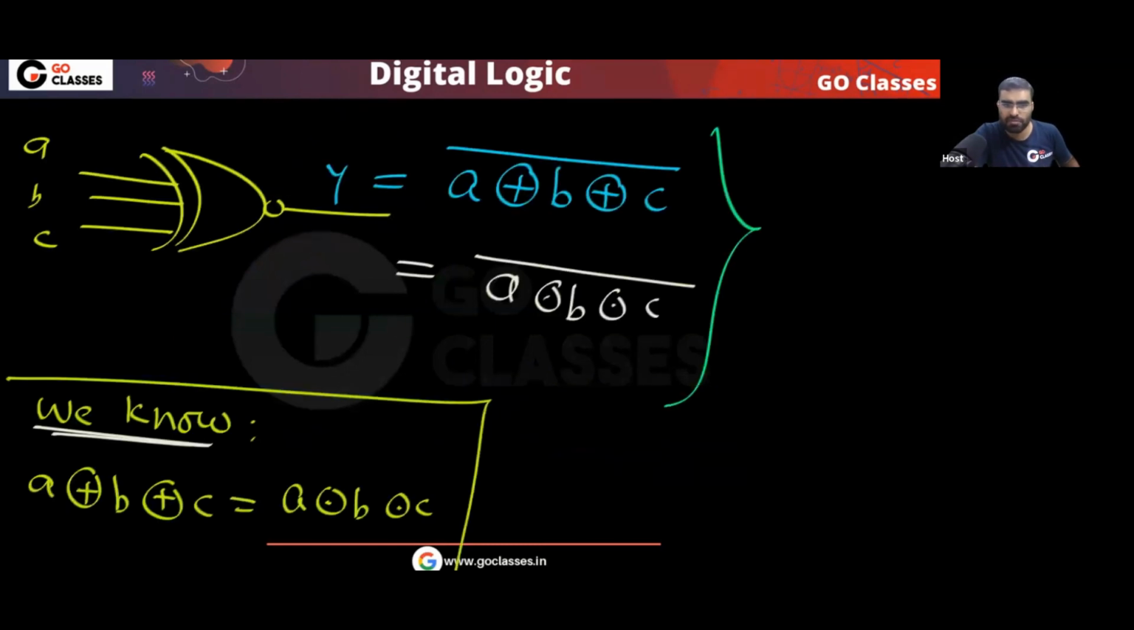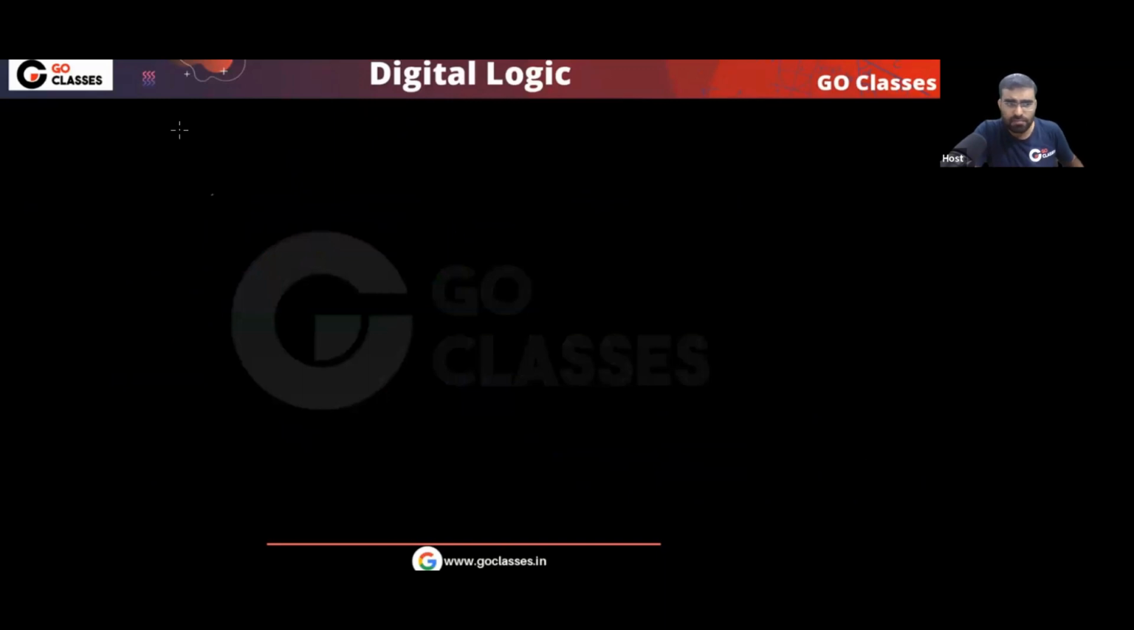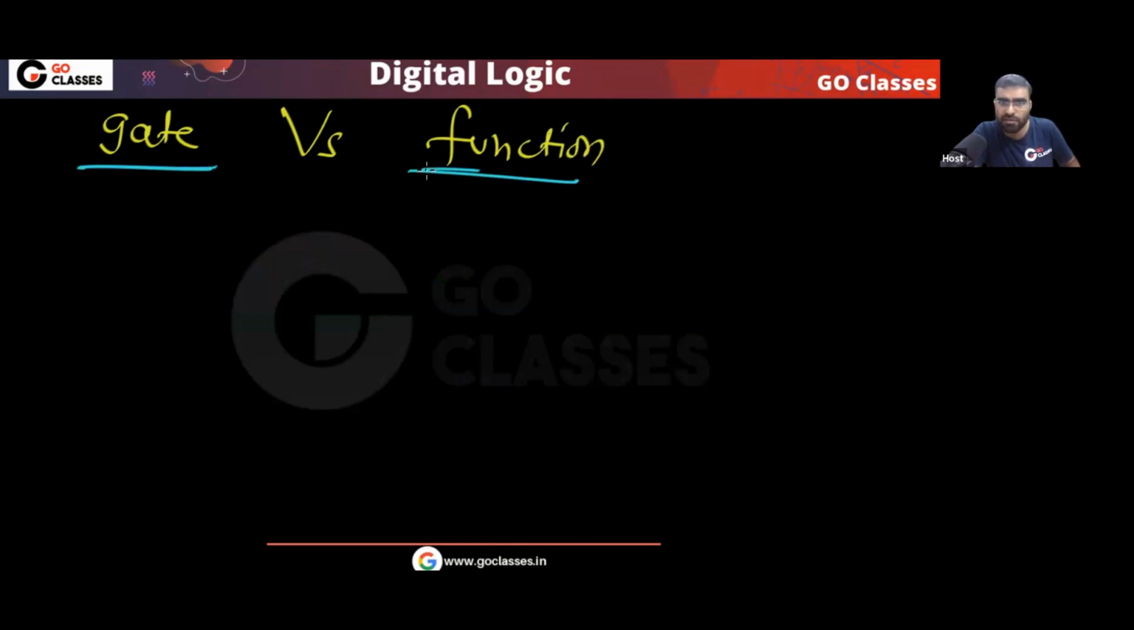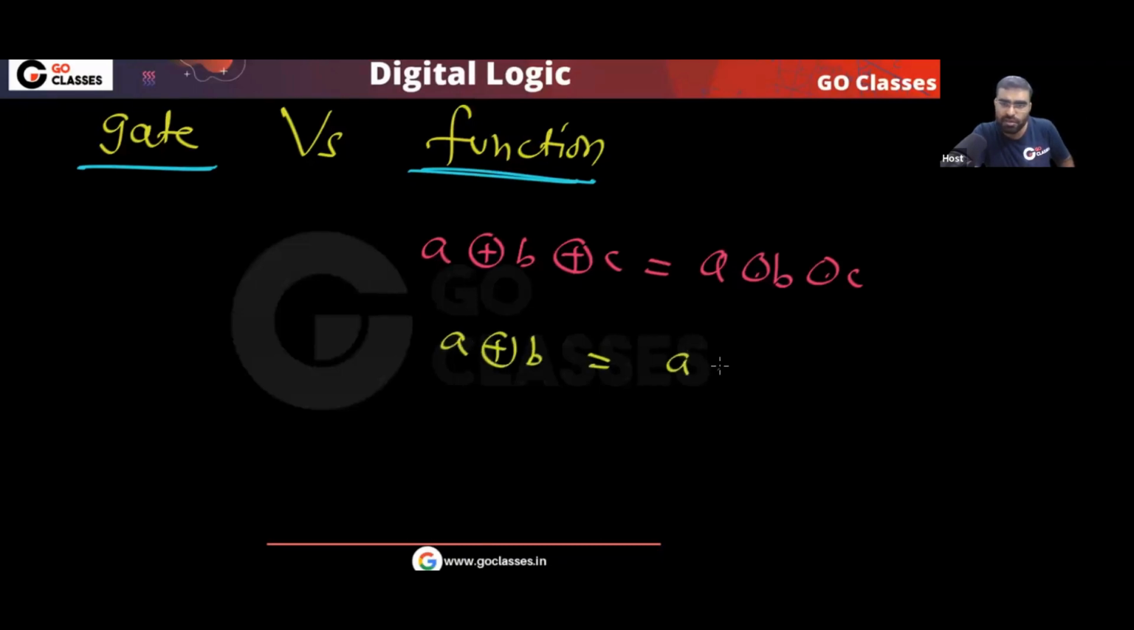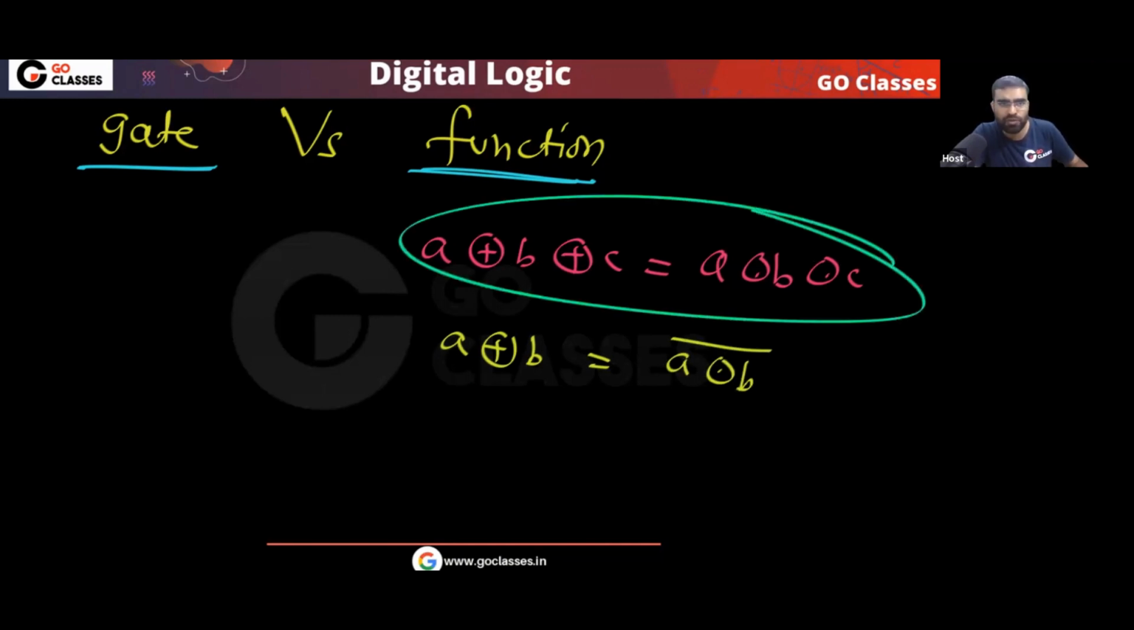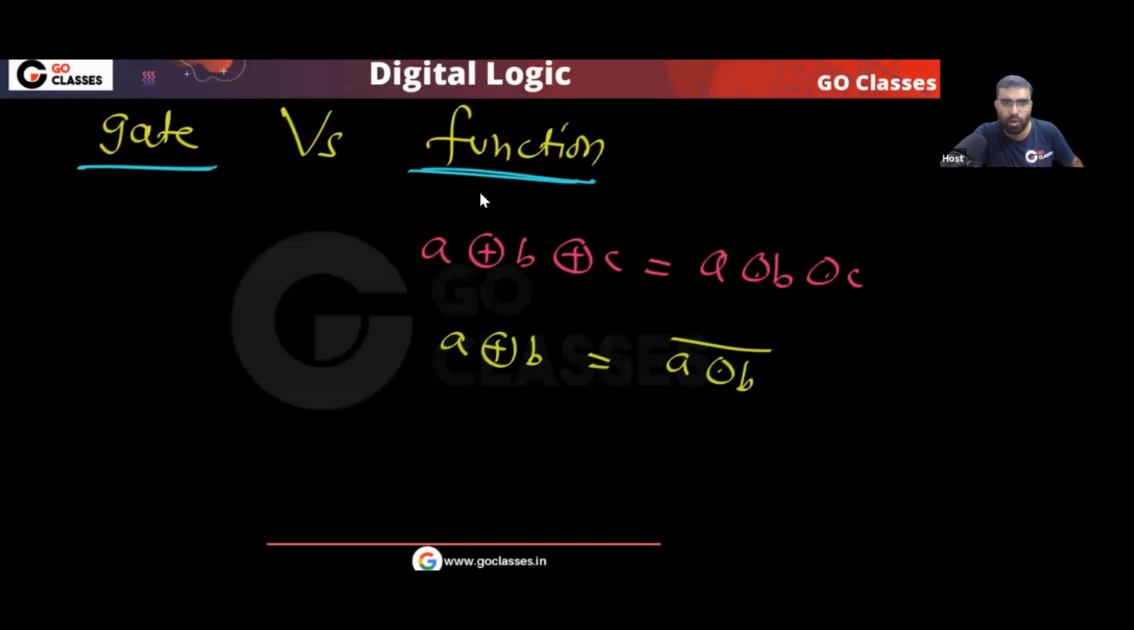Please understand gate versus function. In this function, you know that if you have three input variables, then they are same, and if you have two input variables, then they are complement of each other. Yes or no? Agree? Correct? If you have three input variables, they will be same. If you have two input variables, they will be complement of each other.